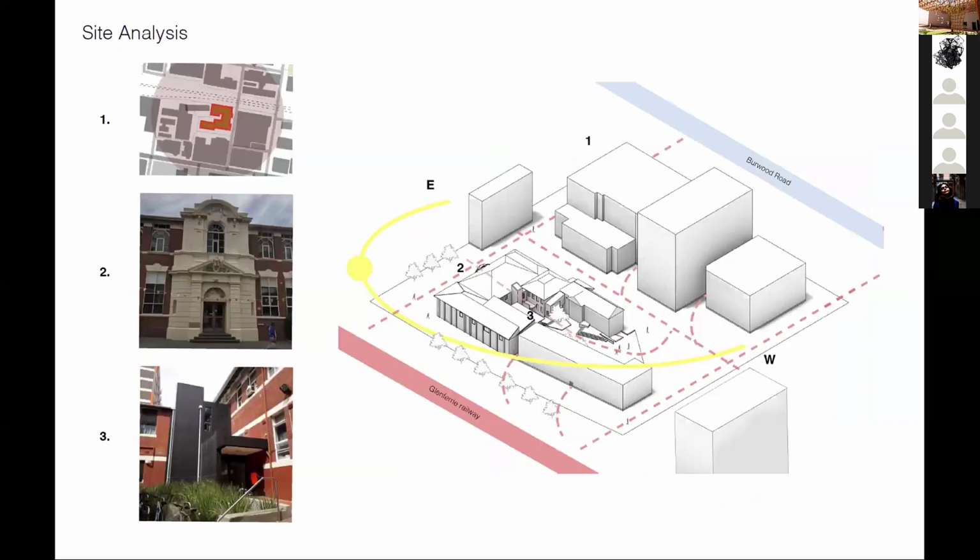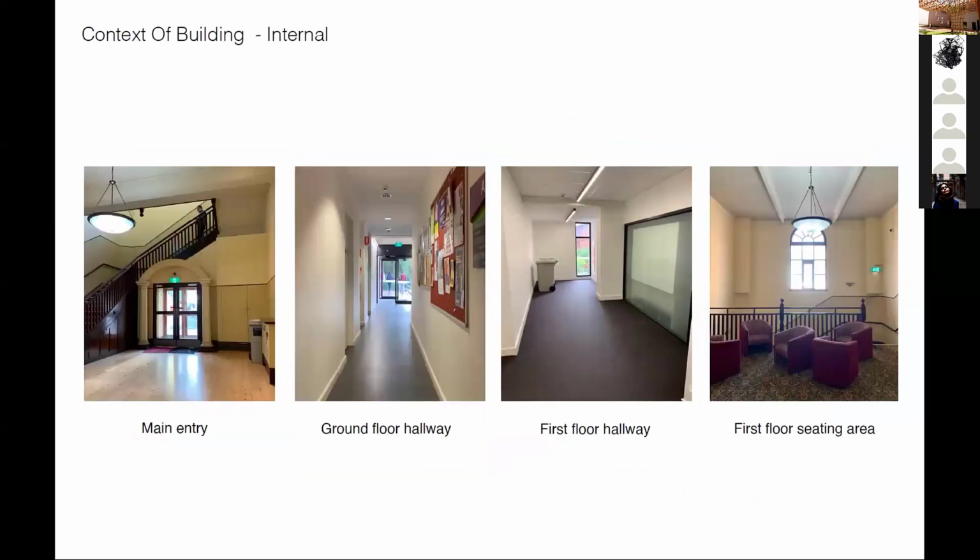This is our site analysis, which shows the circulation, main road, and the Glenferrie station. And we have some internal photos of the existing site. As you can see, the passageway doesn't have a sense of flow, so we wanted to enhance that further.